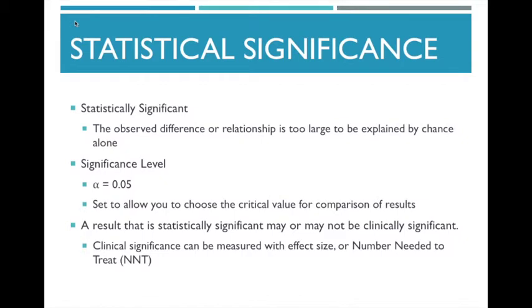Now we'll talk about statistical significance. Statistical significance occurs when the observed difference or relationship is too large to be explained by chance alone. Statistical significance plays a pivotal role in statistical hypothesis testing, where it is used to determine whether a null hypothesis should be rejected or retained.